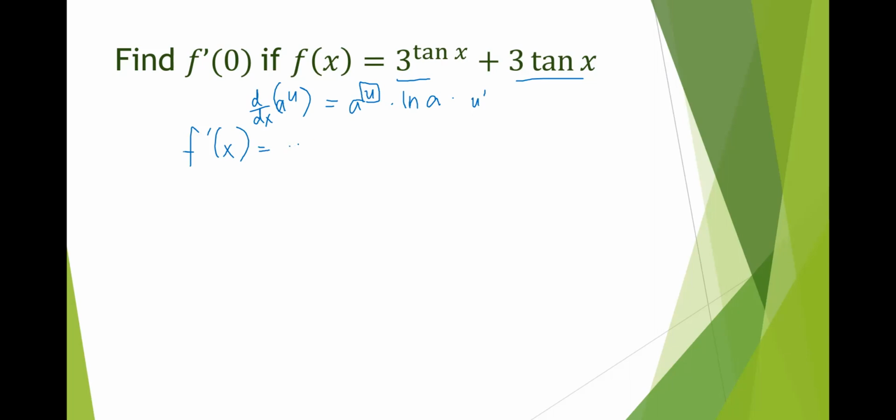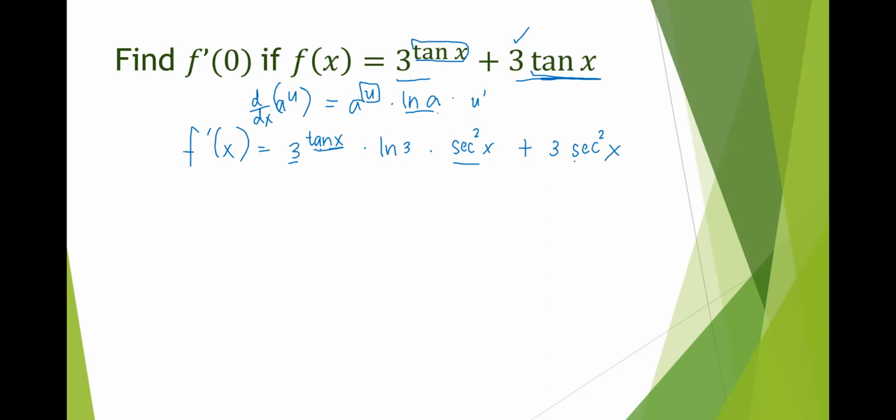So, copy. That's 3 raised to tan x. This is your u here, right? Then times ln of your 3, not ln of tan x. The base, the base in our formula, times the derivative of tan x, which is secant squared x. So, you have a secant squared x here. Okay? Plus, in the second term, we need to take out this constant. It goes outside, and then differentiate the rest of the expression. The derivative of tan is secant squared x. So, we have secant squared x there.